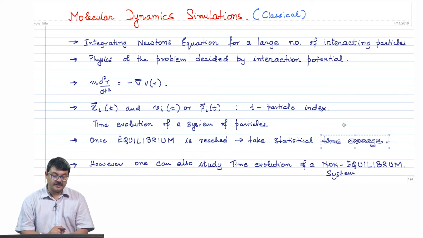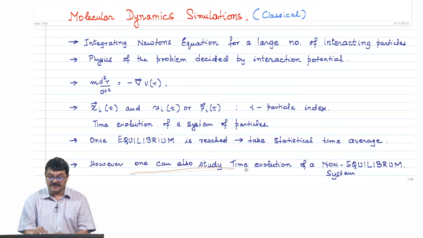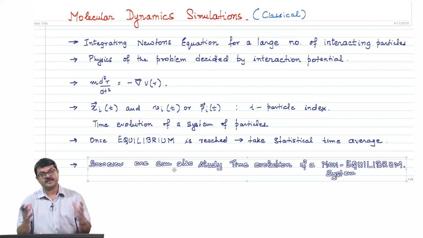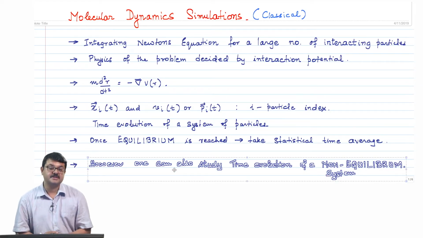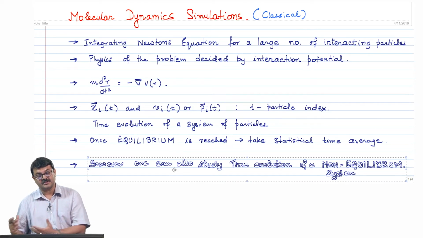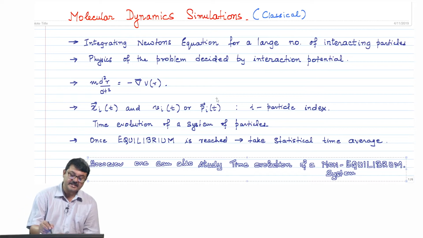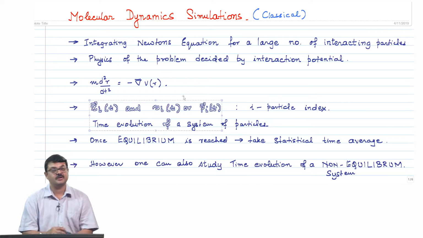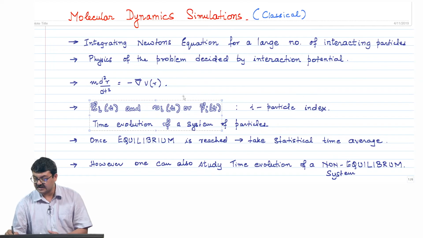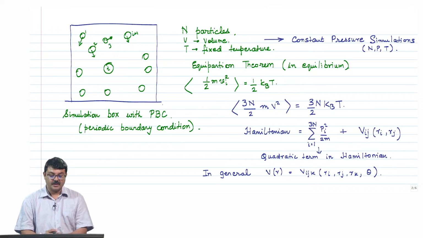However, in molecular dynamics, one can also study the time evolution of a non-equilibrium system. Suppose your initial coordinates, the positions and the velocities of the system of particles, are not in equilibrium, they are in some special initial condition. Then you can also study how the system is moving towards equilibrium, especially since you have access to positions and velocities of all the particles, and you are doing a classical simulation, just integrating Newton's equation of motion, right.